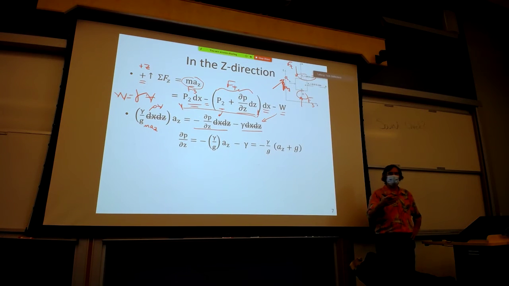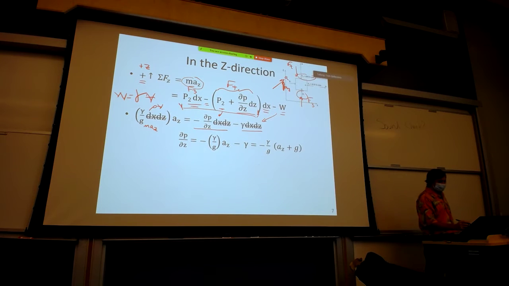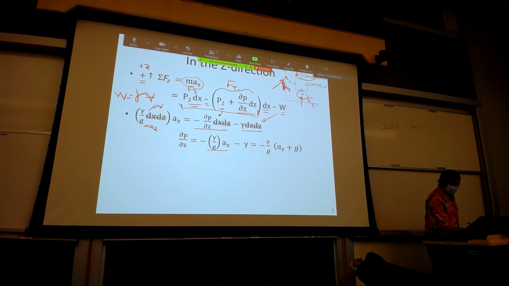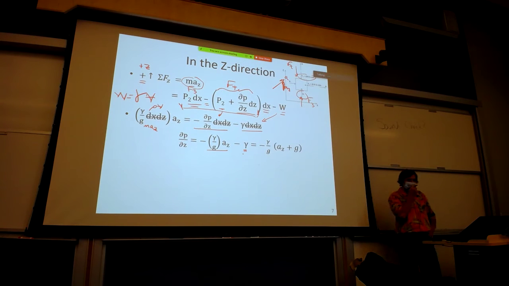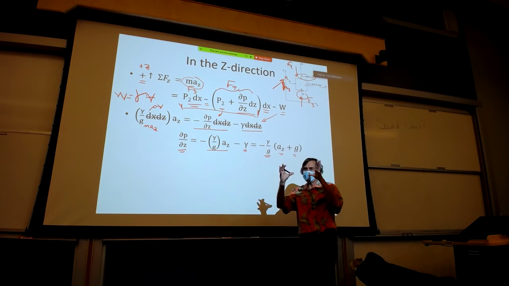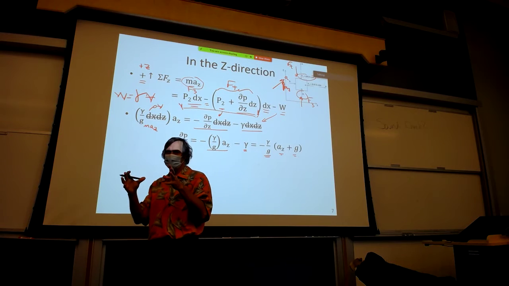Now what we want to do is solve for the pressure gradient in the z. When we bring dP/dz to one side and gamma over g az to the other side, here's the gamma over g az that came from m az, the momentum term. And this gamma term comes from the weight. Obviously we can factor out gamma over g from both of those terms. And what you have then is the pressure gradient in the vertical is equal to minus gamma over g times az plus g. G already has a sign associated with it.